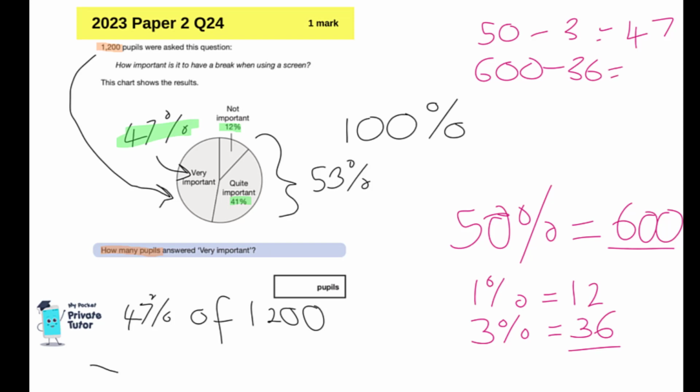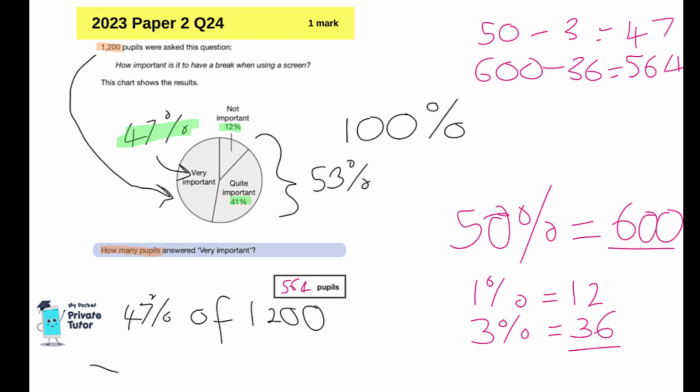And you can write this in a column subtraction, or you can just do this mentally. So 564 pupils. There are different ways of calculating percentages. That is certainly not the only way. And you might have done 40% plus 7%. You might have done 1200 times 47 and then divide your answer by 100. There are lots of different ways to calculate percentages.